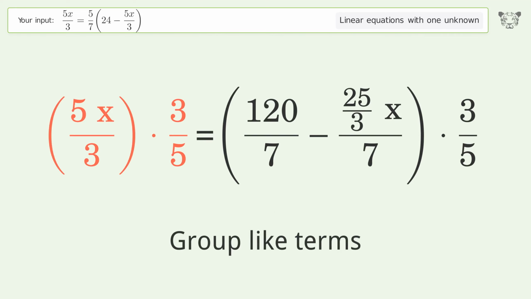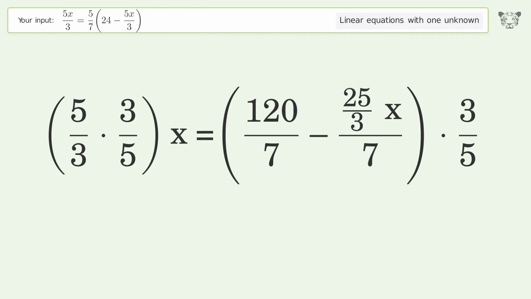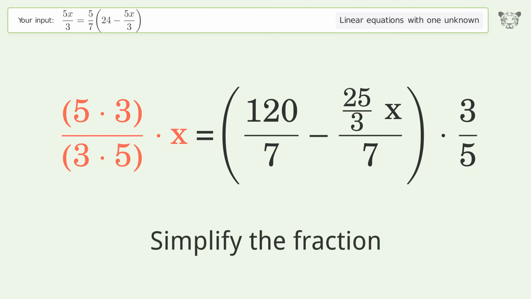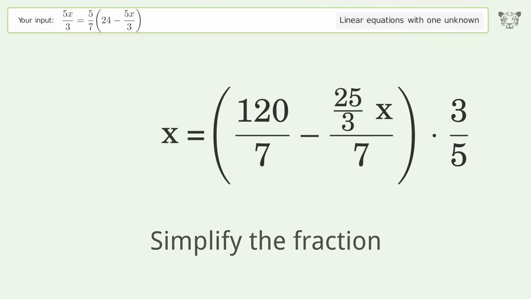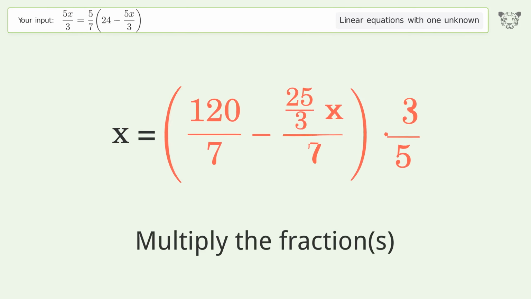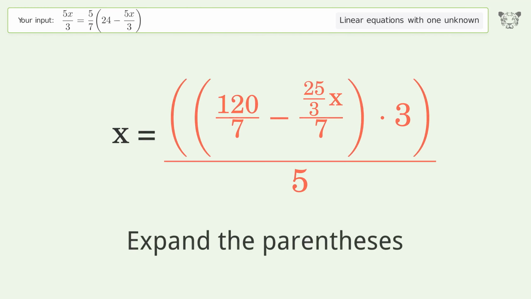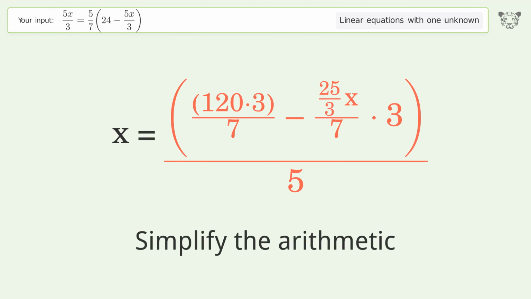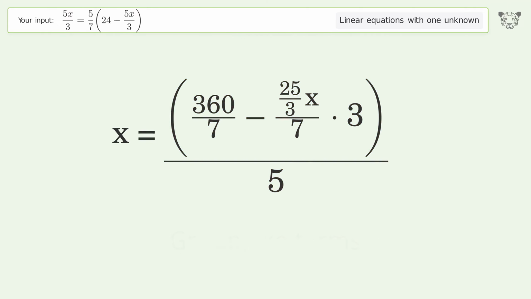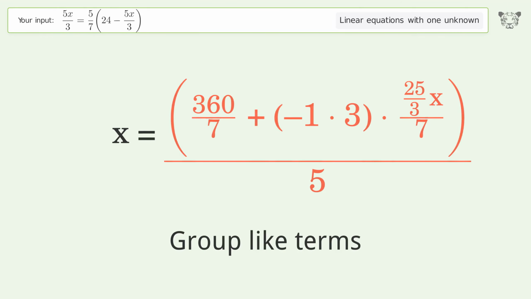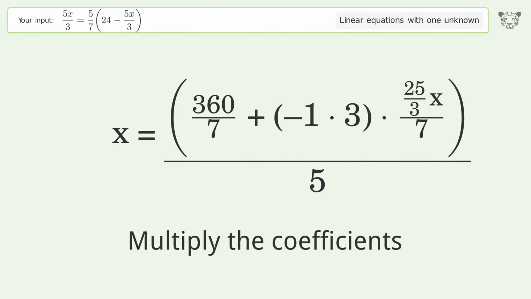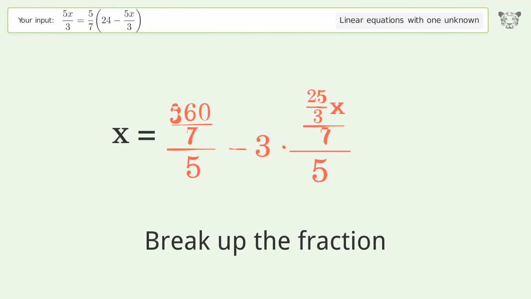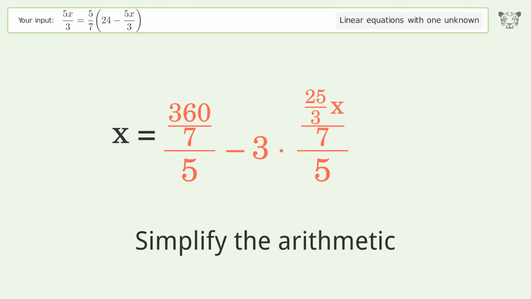Group like terms. Multiply the coefficients. Simplify the fraction. Multiply the fractions. Expand the parentheses. Simplify the arithmetic. Group like terms. Multiply the coefficients. Break up the fraction. Simplify the arithmetic.